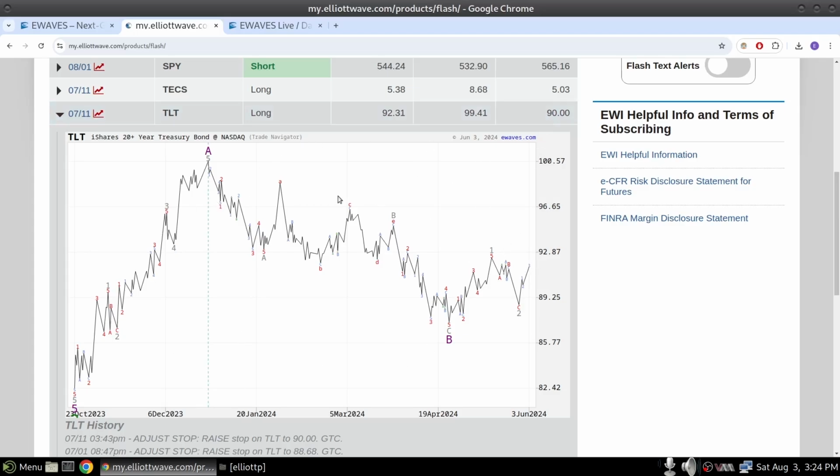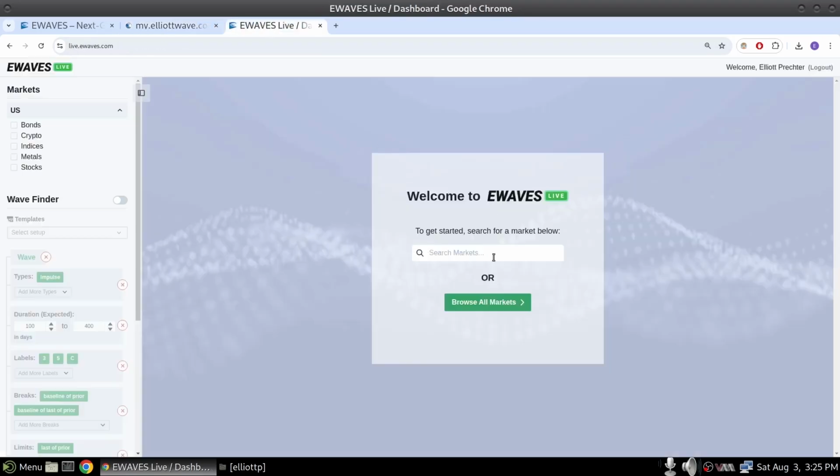The setup is certainly the most important thing, so that's the chart that you want to really focus on. Now, in terms of actually updating this wave count day to day, if you want that, that is not available through Flash. That is exclusively available through the full eWaves live service, which looks like this.